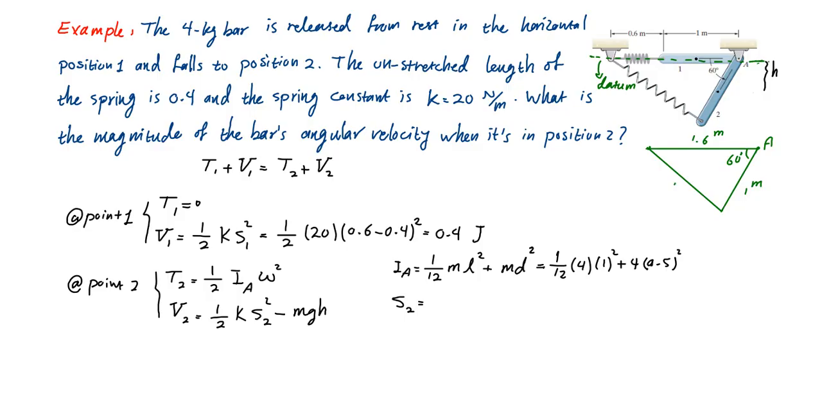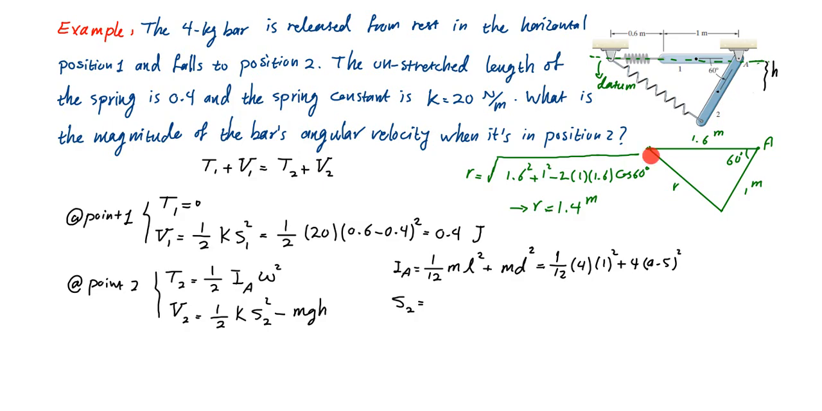Let's call this R. So R would be the square root of, because R squared is equal to 1.6 squared plus 1 squared minus 2 times these two sides, which is 1 times 1.6 times cosine the angle between, which is 60 degrees. So this gives me R, and if you do the math, we're going to get 1.4 meter. Now this is the final length.